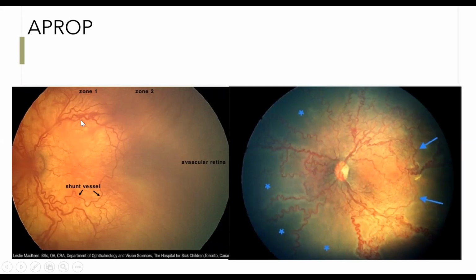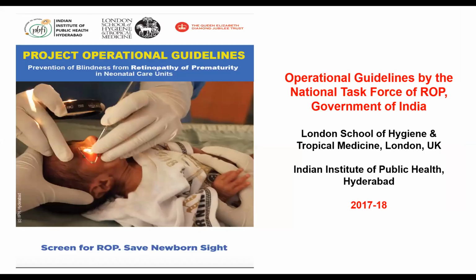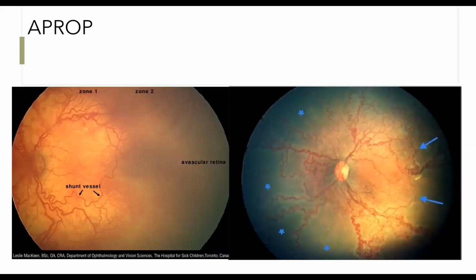Okay? So we have to be very vigilant to diagnose the APROP, because once we miss it, the results will be devastating. Once the baby goes into detachment, the surgical success chances are very low. The baby becomes blind for a lifetime. So the burden of blind years which is given to the society is very high.